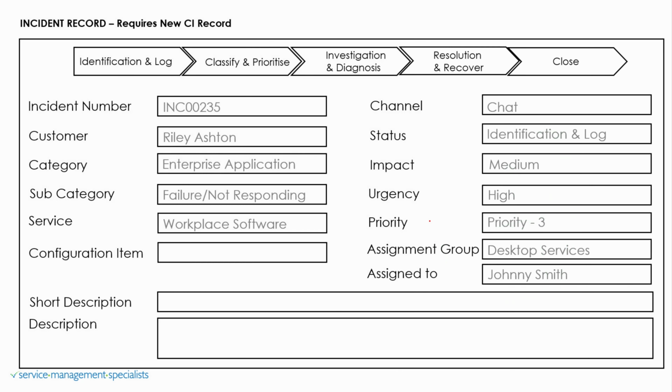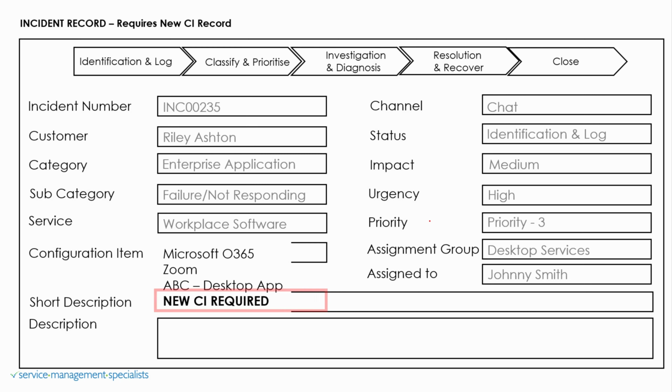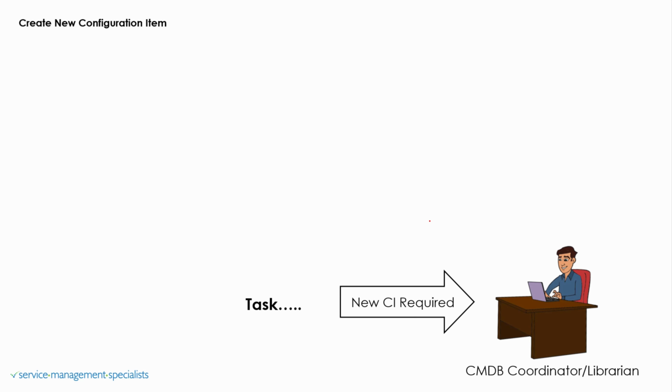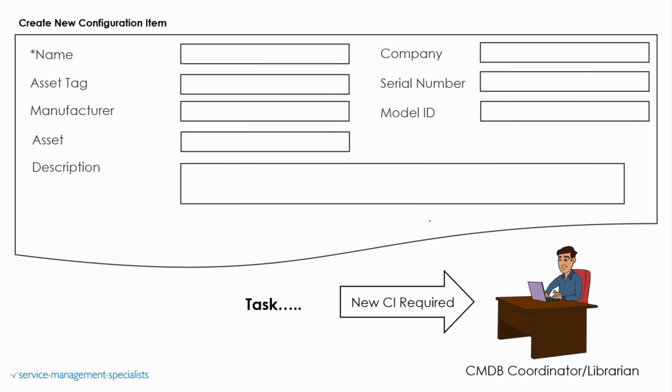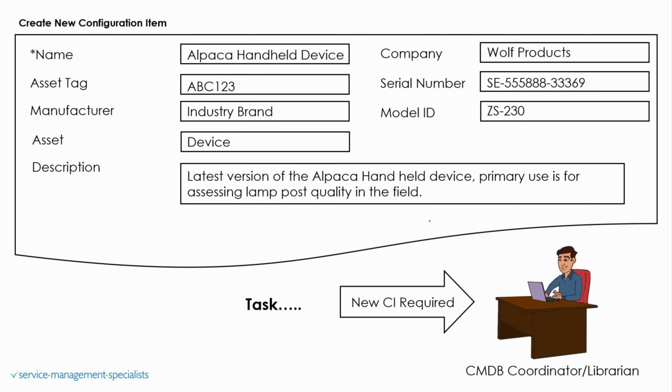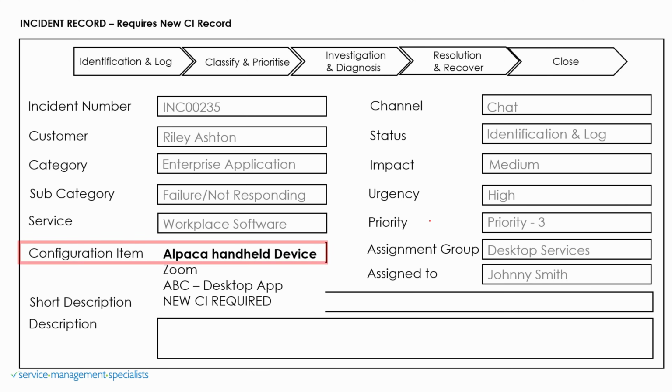So if you're working within an incident record here, and you select your configuration item and it's not there, you can click on New CI Required. What that does is it actually creates a task in the background for the CMDB coordinator or the librarian to create that new CI. They'll go in and create the new CI, and they'll also be able to go back to the incident record and ensure that the right configuration item is anchored.